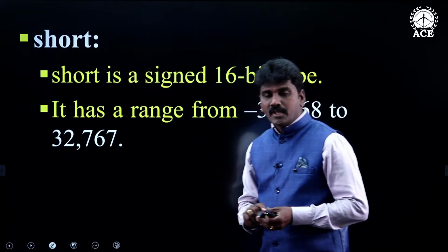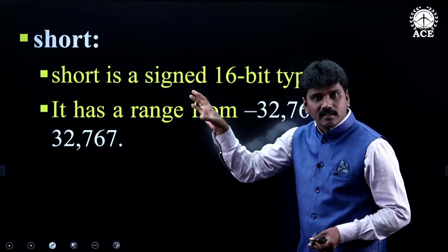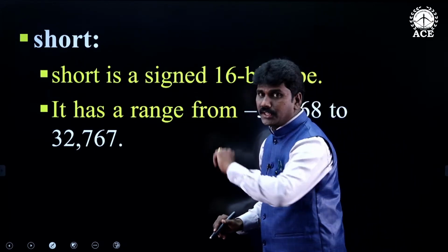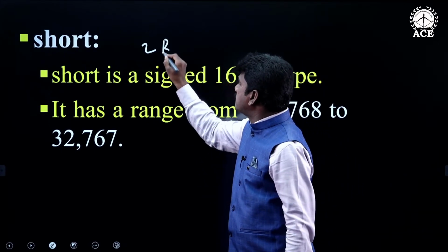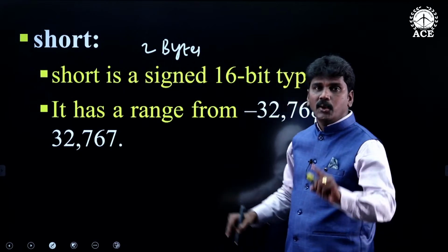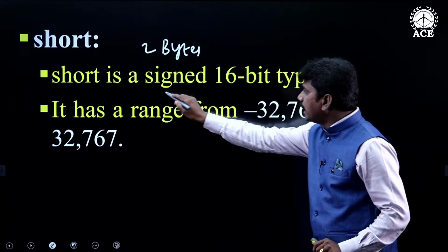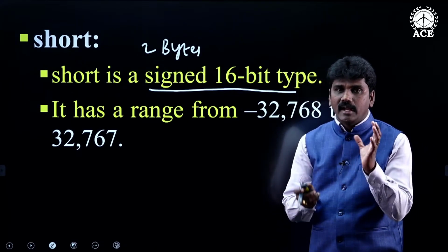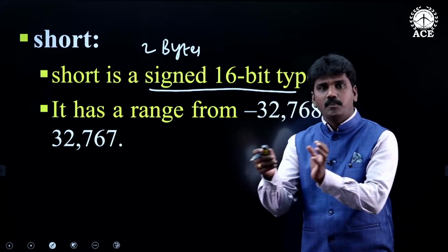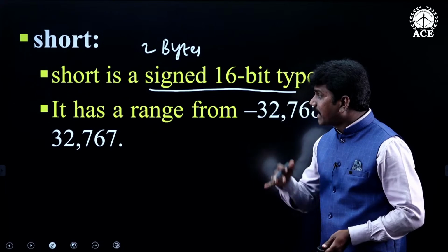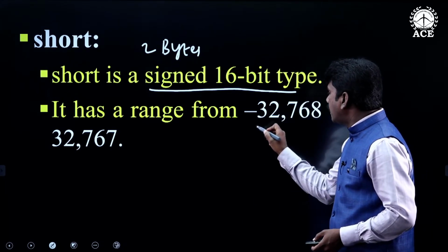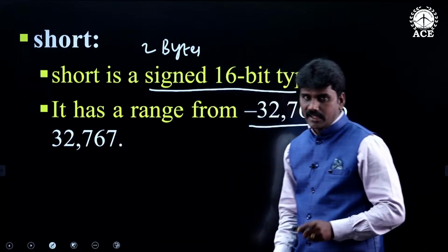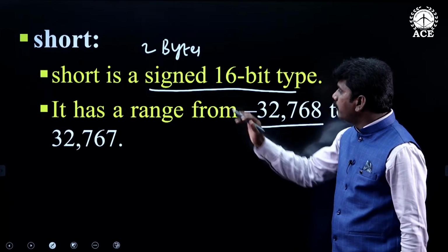So what is this short? Short comes under the integer group, the second data type under the integer, and the size of short is 2 bytes. It contains a signed 16-bit type. Signed 16-bit type means again it contains a combination of negative and positive values. So the range of short is from -32,768 to +32,767 including 0.